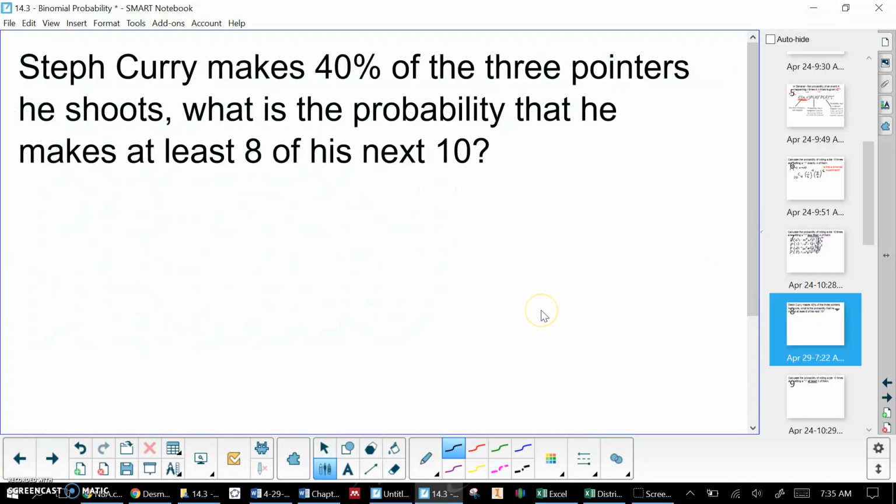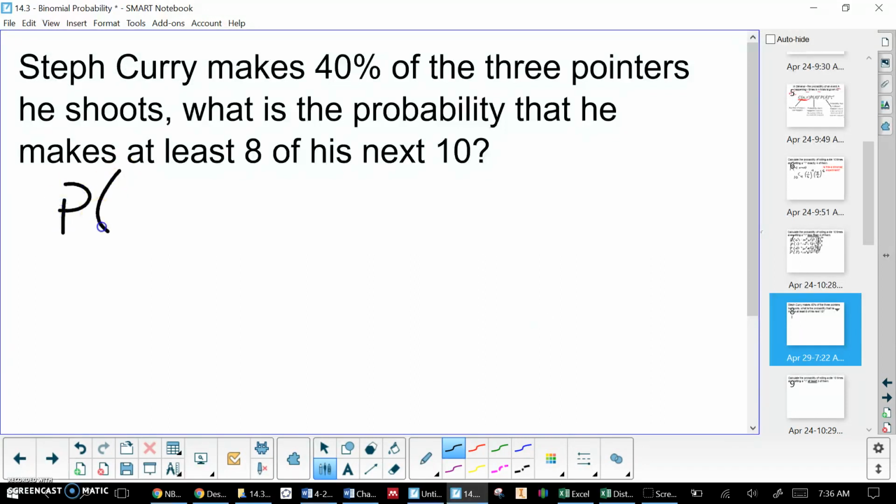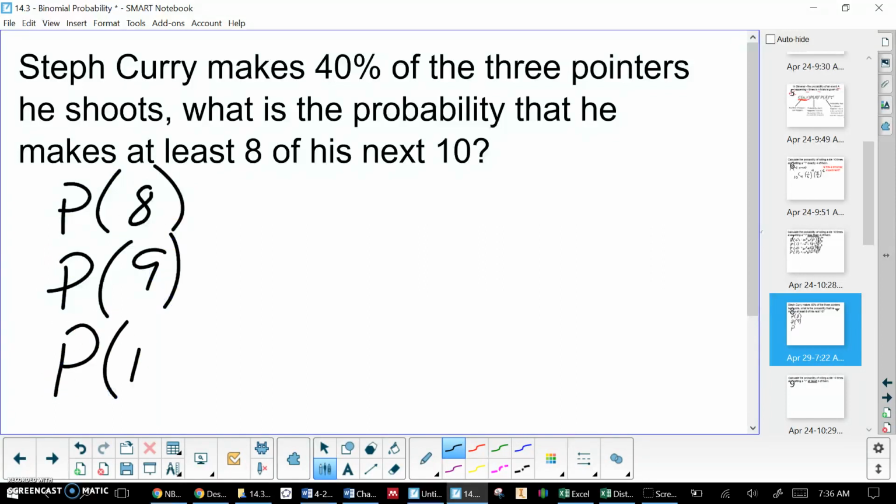Okay, last one I think we'll do together here, and this is where we get a little bit more interesting examples, some of the things where we have some known probability of something happening, and then we can calculate the probability of hitting a certain number. So we have Steph Curry making 40% of the three-pointers he shoots, which is probably honestly a little low. What is the probability that he makes at least 8 of his next 10? And so again, in this case, we can't calculate this directly, but we have to calculate the probability of getting 8, the probability of getting 9, and the probability of getting 10 separately. And we'll just add those up once we do that.